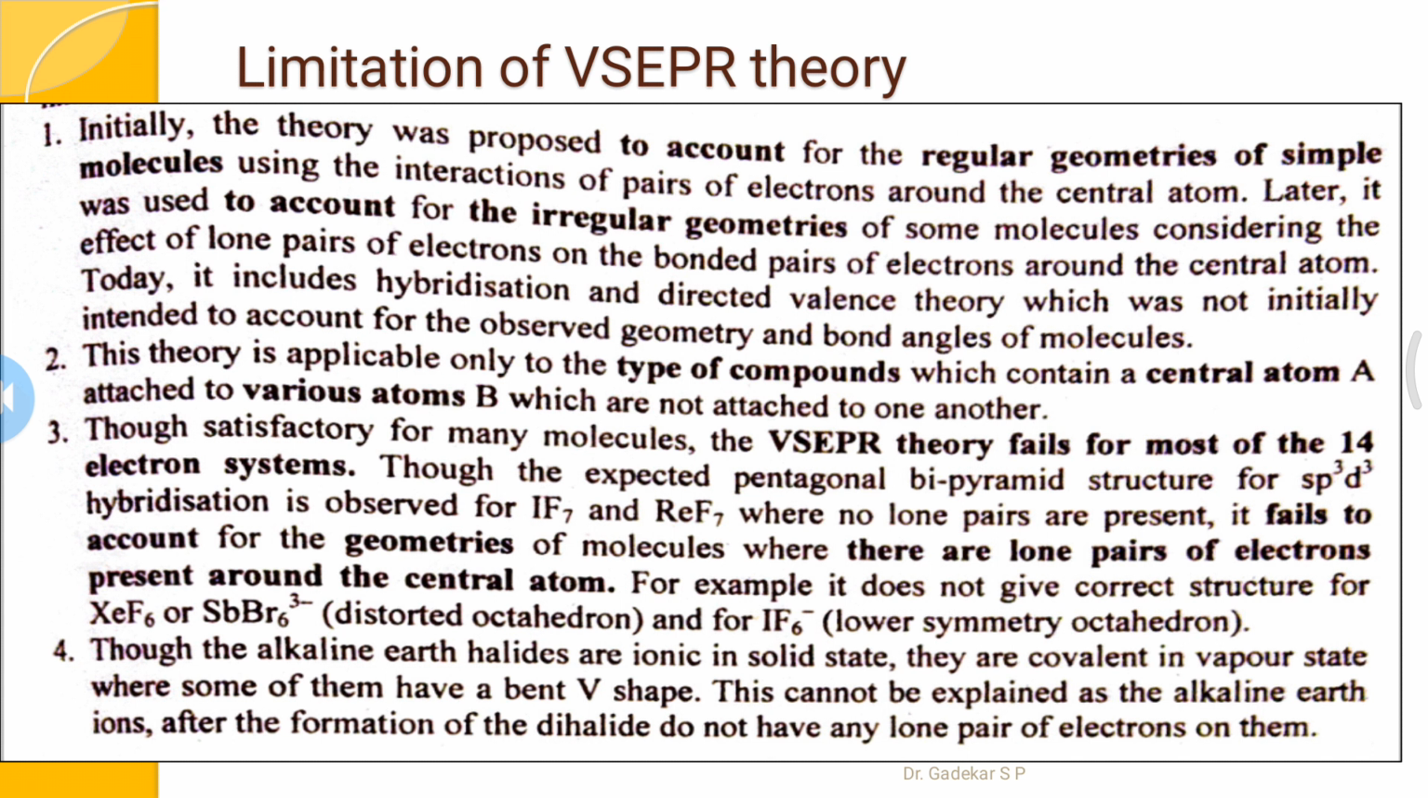Okay, so last, alkaline earth metals, the second group elements in the periodic table, the s-block. Alkaline earth halides are ionic in solid state. They are covalent in vapor state, where some of them have a bent V shape. Okay, and this cannot be explained by valence shell electron pair repulsion theory. This is another limitation.